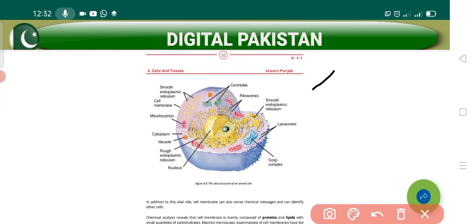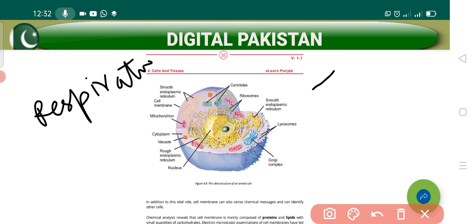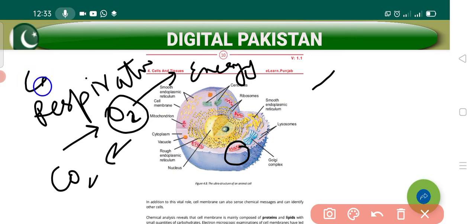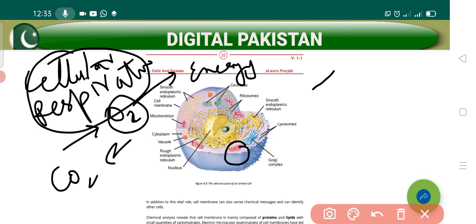Respiration is to take the oxygen in and to take out the carbon dioxide. So when we take the oxygen in, this oxygen helps us to produce energy from the food. This mitochondria is doing the same thing. It is providing the energy to the cell. That's why it is known as cellular respiration. The respiration at the level of a cell is known as cellular respiration. So this mitochondria is providing the energy to the cell.